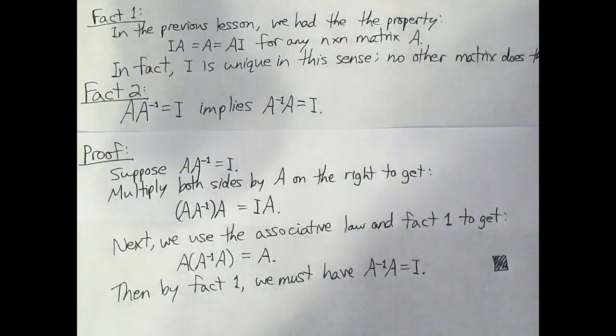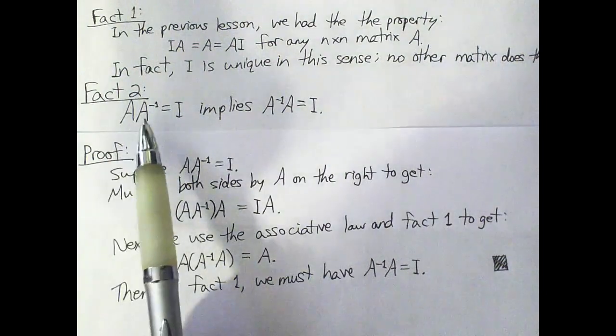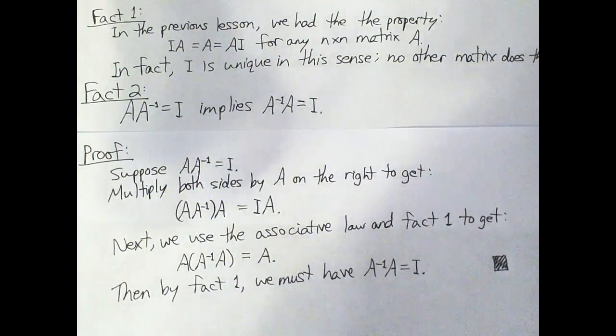I guess I didn't really prove fact 1 to you. I didn't really prove that I is the only identity matrix, the only one that works that way. I'm not sure if that proof of fact 1 is in the book or not. Okay, so the point of this is that it seemed like there were 2 conditions for being an inverse, but in fact, you only really have to check one because it implies the other.